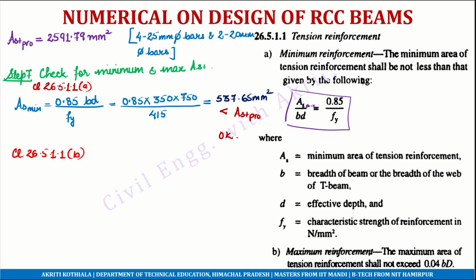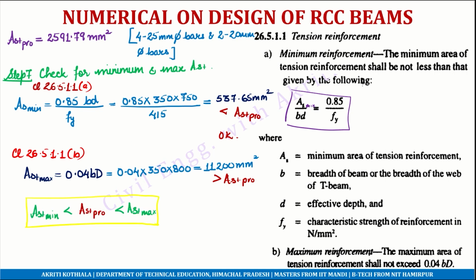Clause 26.5.1.1b. It is important that you always mention the clause which you are referring to while solving an RCC or steel design question, as it will help you to fetch full marks in the LSM exams and also the competitive exams which are subjective in nature, like ES or any other state exam. So AST maximum calculates to be equal to 11,200 mm², which is again greater than the AST provided. So our value of AST provided is within the range of AST maximum and AST minimum, as shown here.